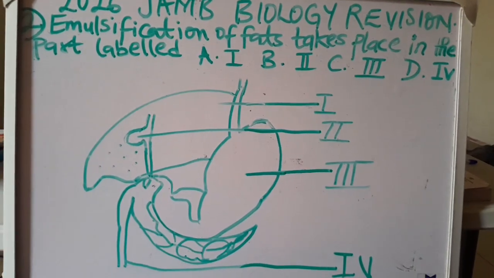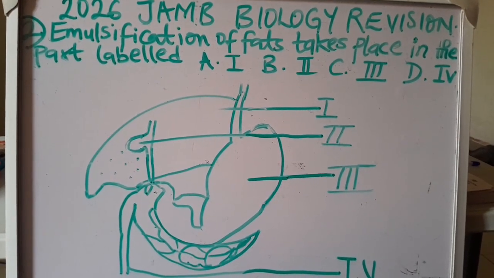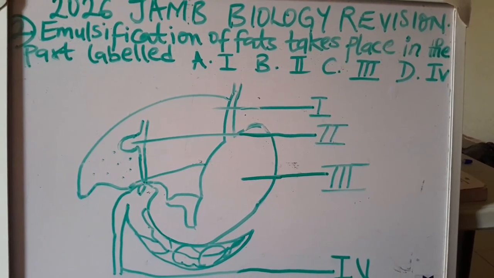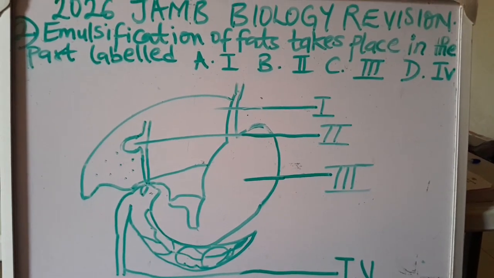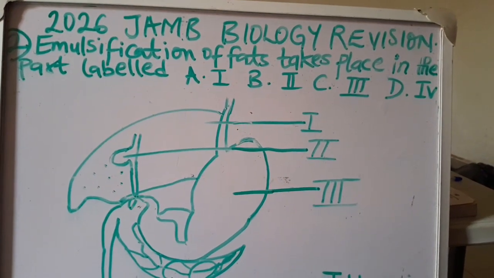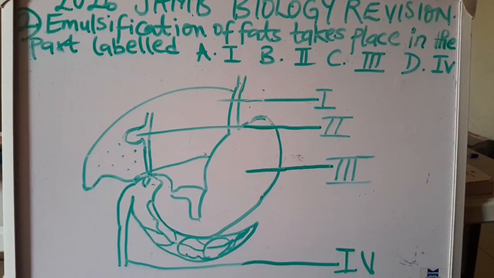All right, number 2 question, still on 2026 JAMB biology revision. The question here says, emulsification of fats takes place in the part labeled dash.